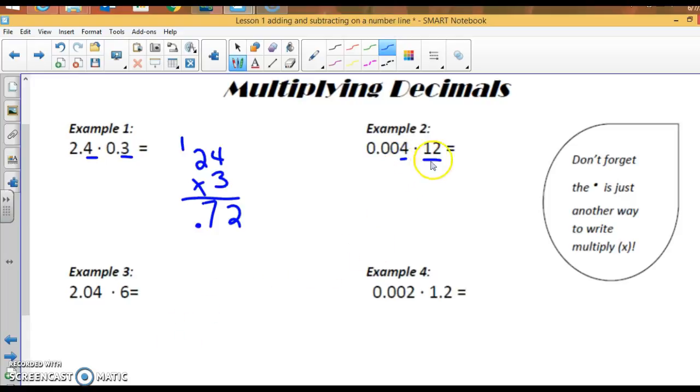When I do example 2, forget about the decimal points. We're just going to multiply. 4 times 12 is 48. And I've got 1, 2, 3 places after the decimal in the things I'm multiplying together. So 1, 2, 3. There's our answer.